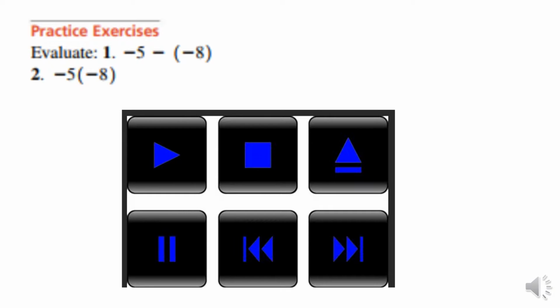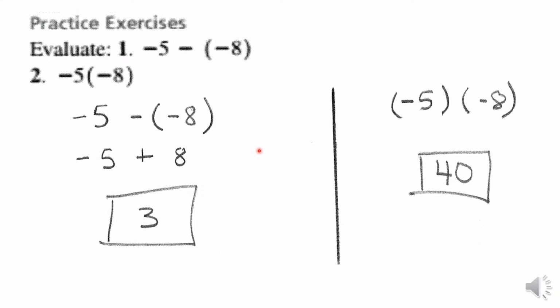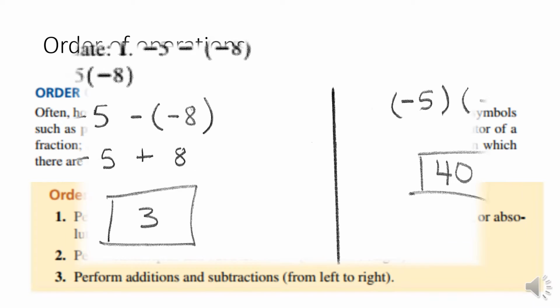Hit the YouTube pause and do these problems, and then hit the YouTube play for narrative solution. Let's see how you did. In number 1, a minus 8 becomes a plus 8. Your answer should have been 3. If we multiply two numbers with negative signs, we're going to get positive, and the answer is 40. Please get help if you had trouble with any of these exercises.